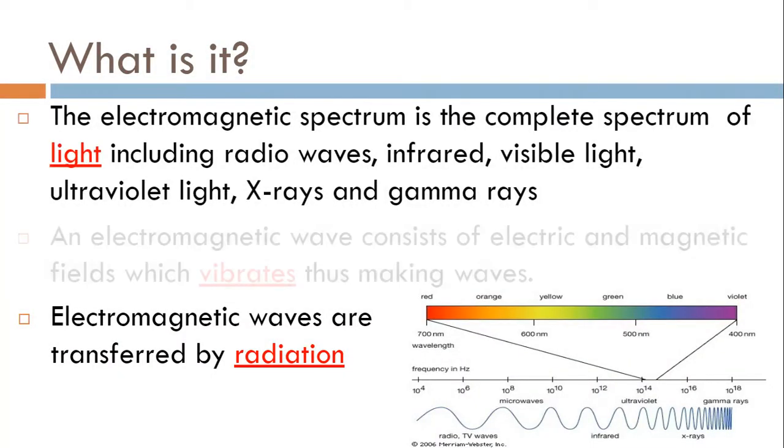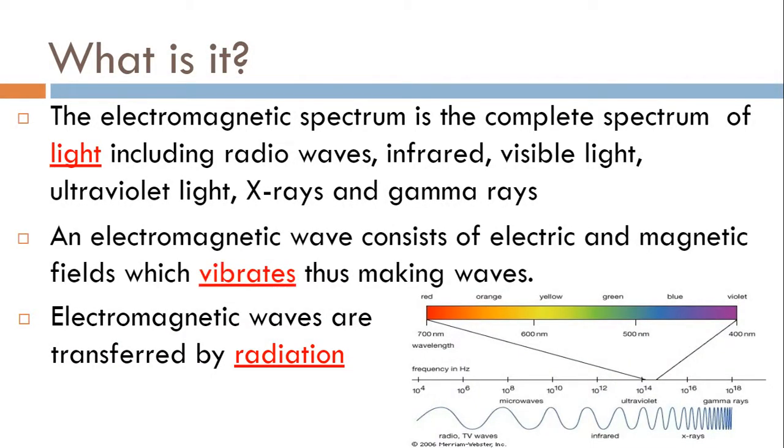Right, so what is the electromagnetic spectrum? The electromagnetic spectrum is the complete spectrum of light, including radio waves, infrared waves, visible light, ultraviolet light, X-rays, and gamma rays. So there are a lot of different parts of the electromagnetic spectrum that we can't see. We can only see visible light, but there are lots of other parts to the electromagnetic spectrum.